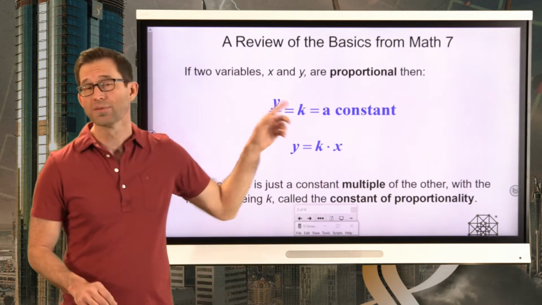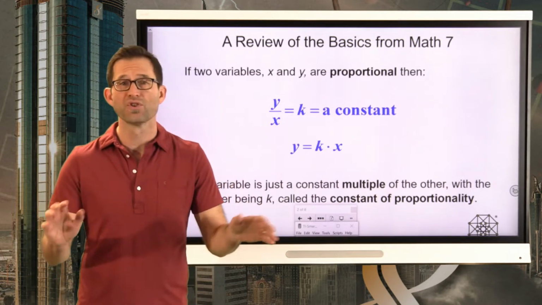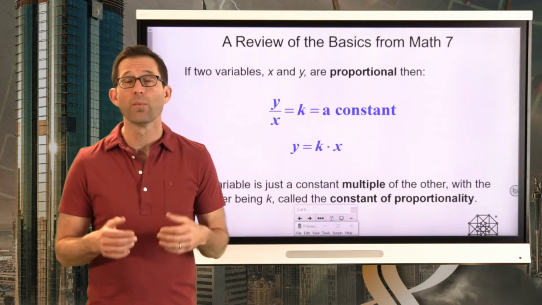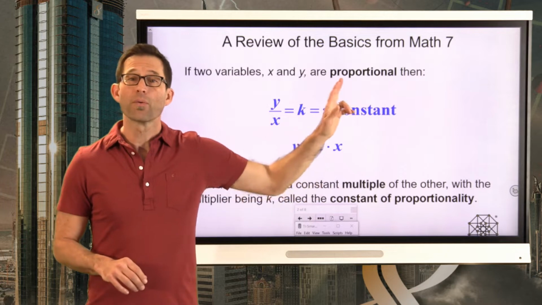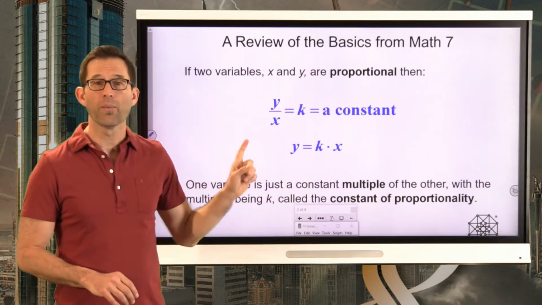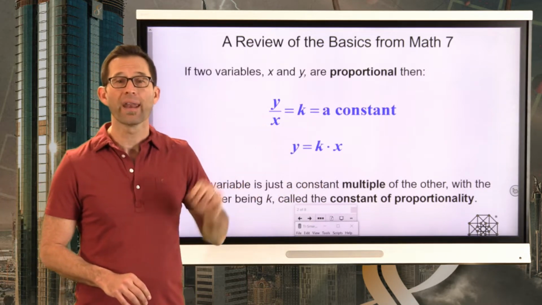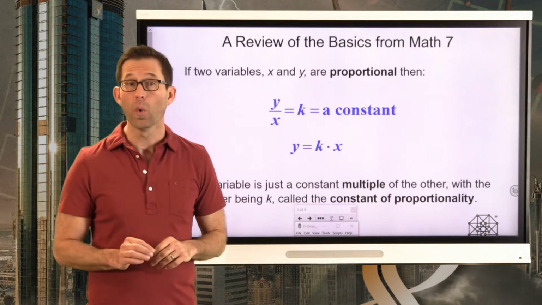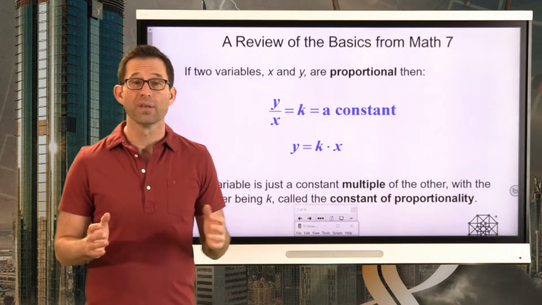If I've got two variables, call them x and y, and remember variables just stand for quantities that could be changing or that we don't know or whatever. But if they're proportional, then what we know is that when we take one variable and we divide it by the other, then we get a constant. We would say that the ratio of the two variables is a constant.